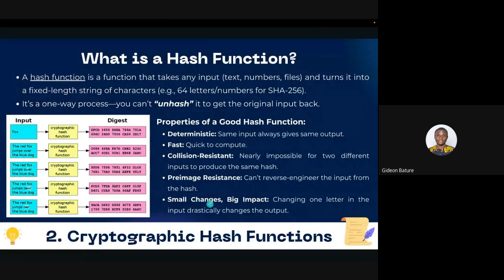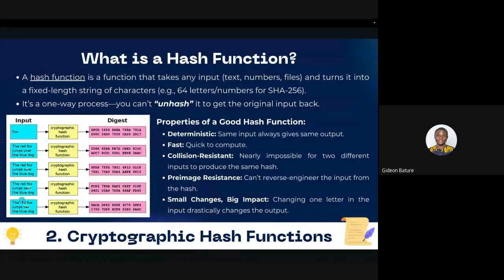And then finally, small changes should give big impact. If I put A and I put AA, in alphabet it looks small, just one extra A. But the output should be so distinct that somebody will not even suspect that the difference between the two inputs is just one letter A added. So that is what it means by small changes and big impact.